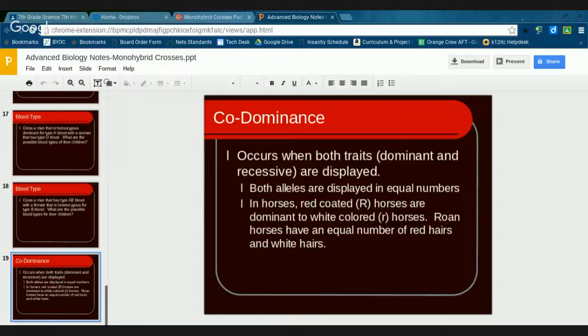So at first it might seem like incomplete dominance because it looks like an intermediate phenotype, but it appears different because both the dominant and the recessive trait are being shown at the same time in equal numbers. So that's codominance.